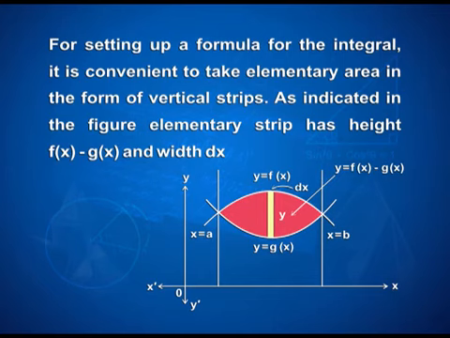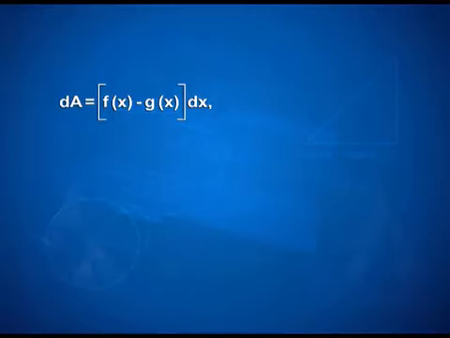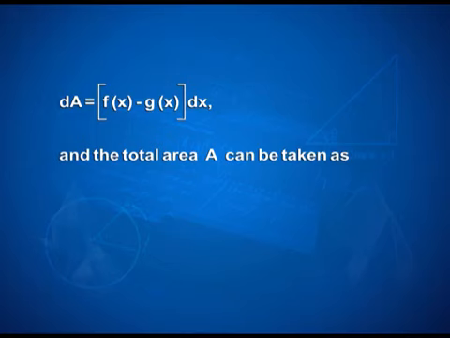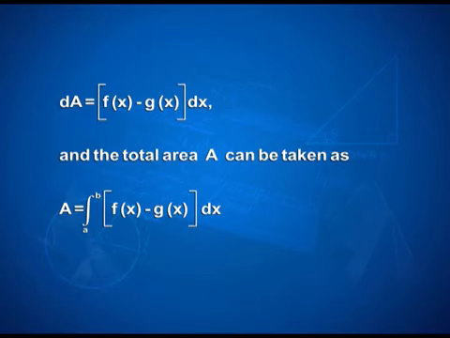For setting up a formula for the integral, it is convenient to take elementary area in the form of vertical strips. As indicated in the figure, elementary strip has height f of x minus g of x and width d of x, so that the elementary area dA is equal to f of x minus g of x into dx, and the total area A can be taken as A is equal to integral a to b f of x minus g of x into dx.